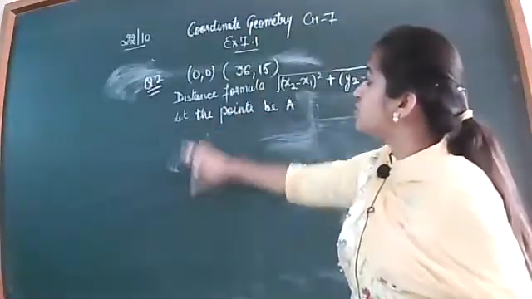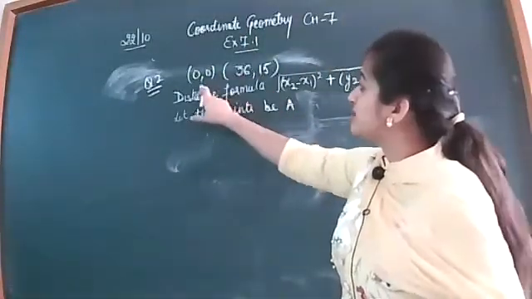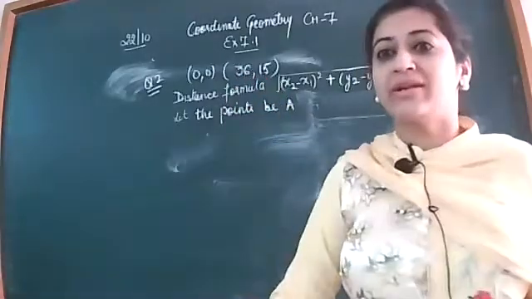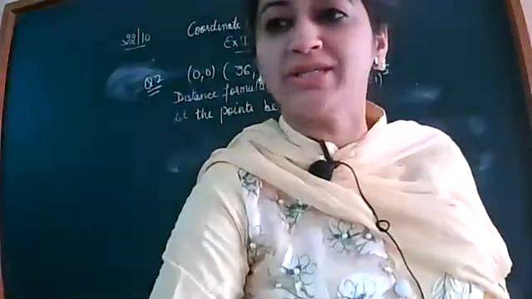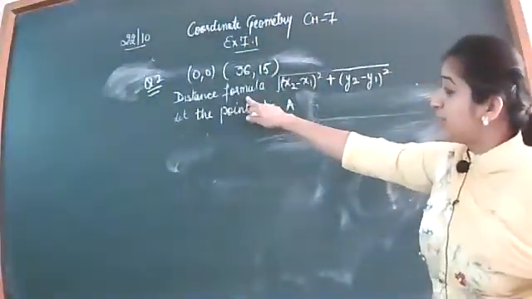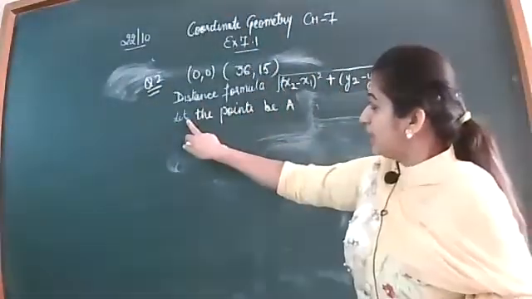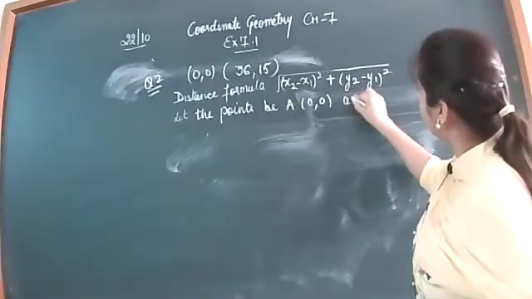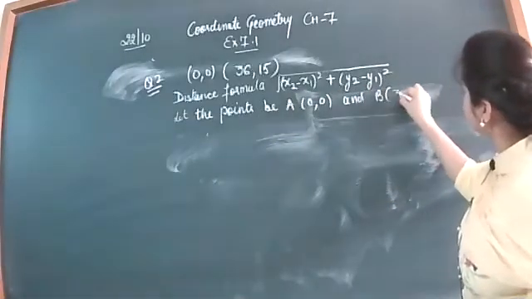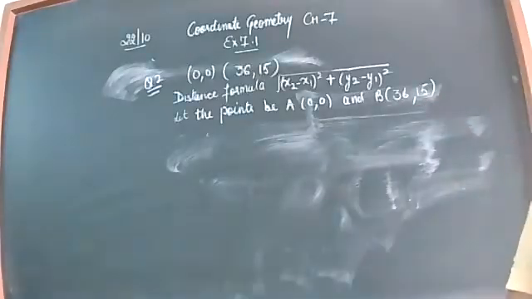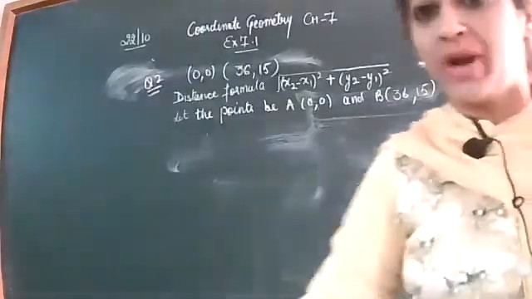Question number 2, these 2 coordinates are given to you, 0, 0 and 36, 15. You have to find the distance between these 2 coordinates by using the distance formula. So then you will write the distance formula. Let the points be A 0, 0 and B 36, 15. Is it clear? So let's find the distance between these points.